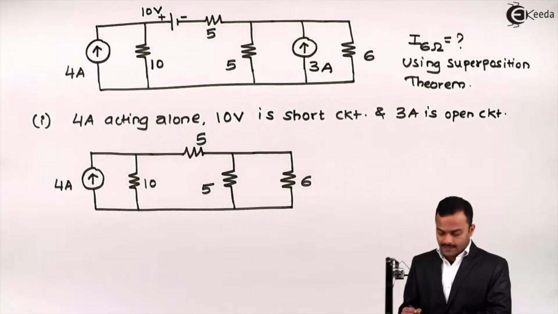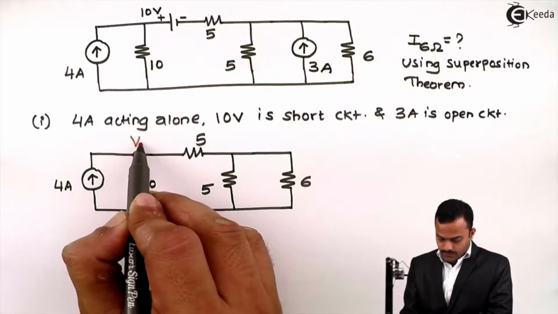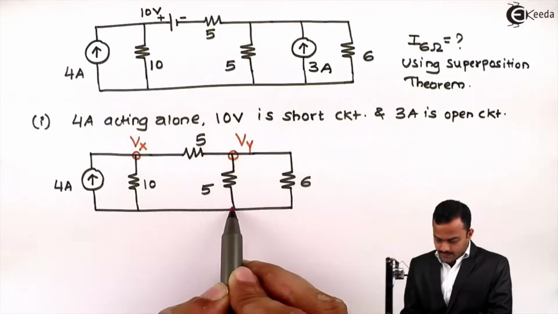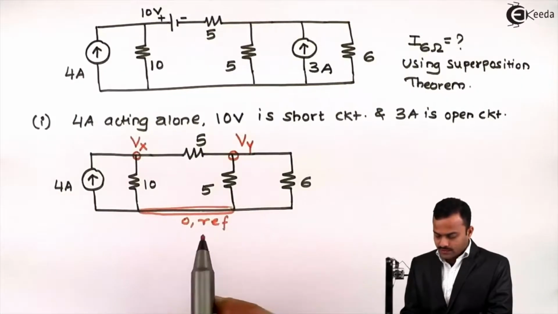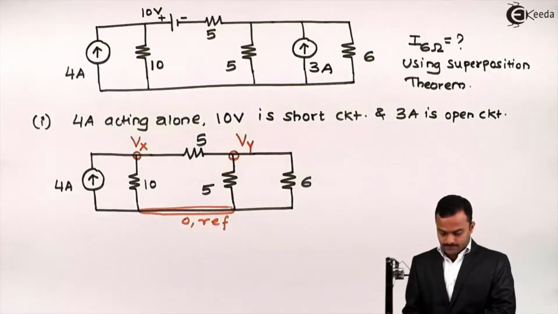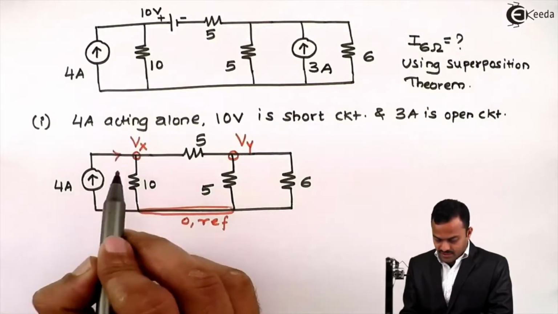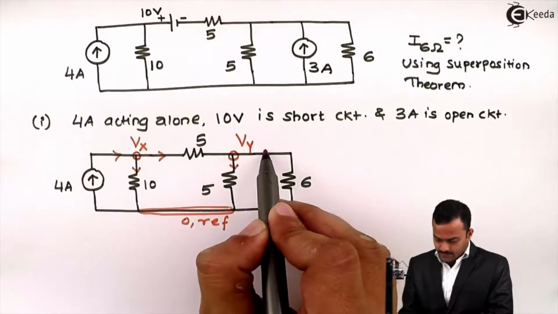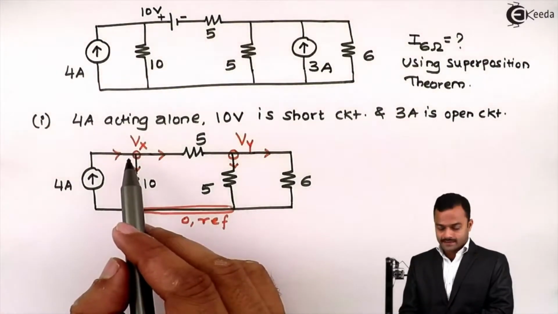For nodal analysis, we need to mark nodes. This is a node, the potential is Vx. Second node, the potential is Vy, and this will be a third node having a potential 0, because we are going to consider this as a reference node. Now let's mark all the branch currents. Current source will have a fixed direction. For the resistances, I am selecting current directions randomly. Once we finish this, let's apply KCL to node X.